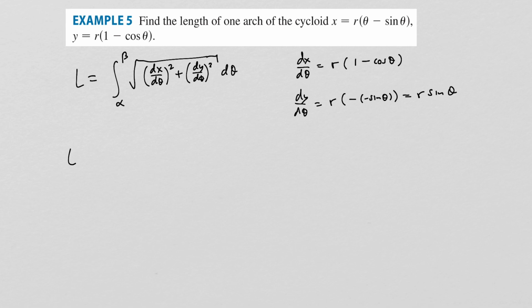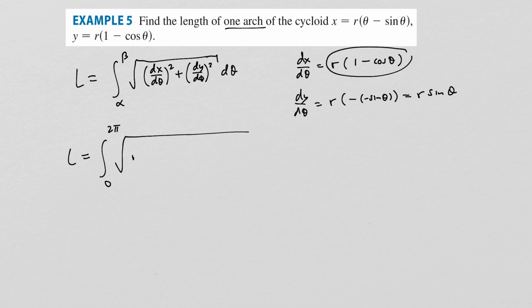And so now the arc length is going to be the integral. One arch of the cycloid occurs from 0 to 2 pi, and then we're going to have the square root of dx d theta, quantity squared, plus dy d theta, quantity squared, and d theta.